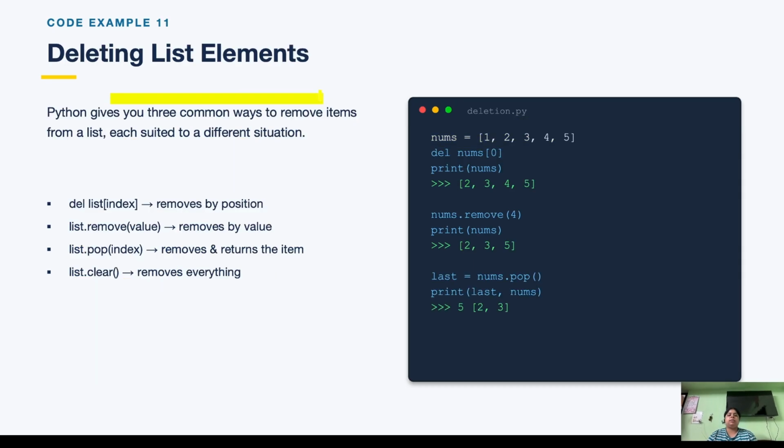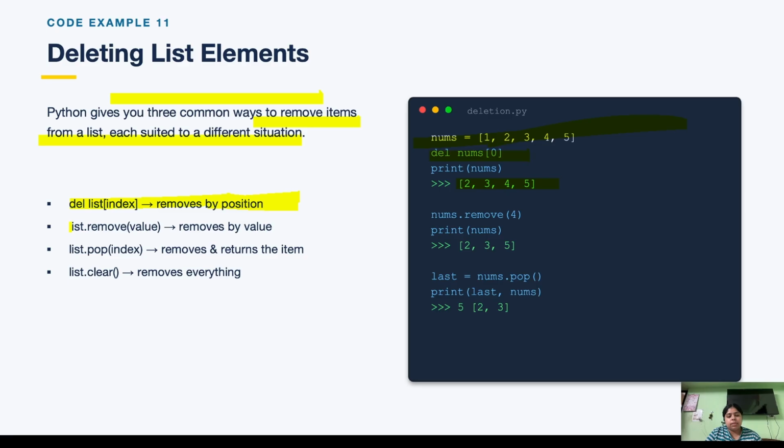Deleting list elements. Now if it is mutable, it can be deleted as well. So Python gives you 3 common ways to remove items from a list, each suited to different situations, right? You can use del with the list and an index, and you can remove a specific position. In nums you have 1, 2, 3, 4, 5. You want to remove 1, so you put the 0th index, so 1 is removed.